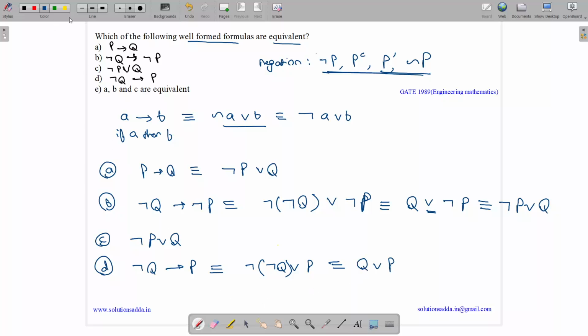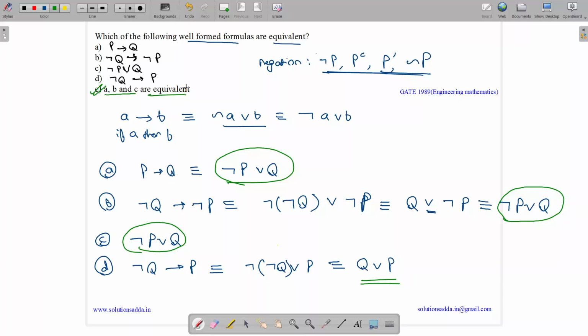Now let us see the options. As we know, A is equivalent to negation of P or Q, B is equivalent to negation of P or Q, C is equivalent to negation of P or Q, and D is equivalent to P or Q. So options A, B and C are equivalent. So the correct answer is option E. A, B and C are equivalent.